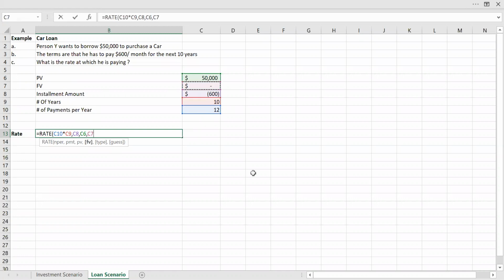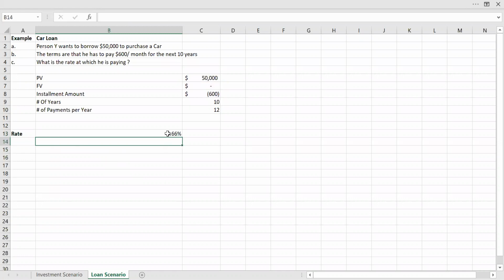Okay. Future value, I can input or ignore it. And type, let's say he's going to make the loan payment at the beginning of the month. So I'm going to use one. And guess, again, it's optional. And for now, I'm going to ignore it and close the parenthesis. And the rate which you are getting will be a monthly rate. So hit enter. So this is a monthly rate. And I can multiply this with 12 so that I get the annual rate. And 7.90%, that's the rate. That's the rate at which he's going to borrow from the lender. So this is a concept of rate function, how to use rate.